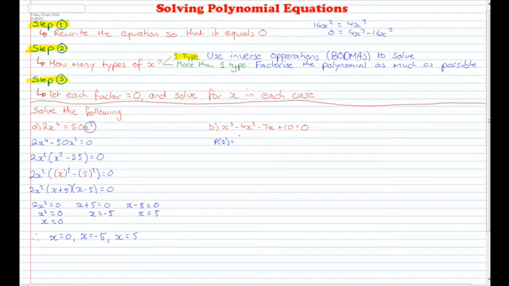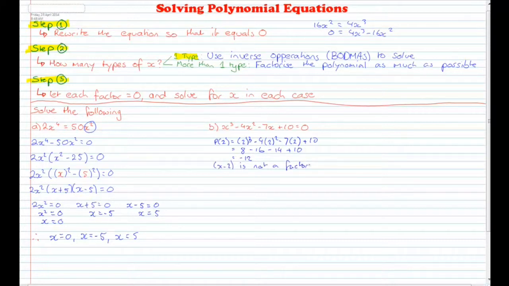that's going to be equal to 2 cubed minus 4 times 2 squared minus 7 times 2 plus 10. 2 cubed is 8, 2 squared is 4 times negative 4 is negative 16, minus 7 times 2 is 14, plus 10, and that's going to get us 8 minus 16 is negative 8, minus 14 is equal to negative 22, plus 10 is equal to negative 12, so therefore x minus 2 is not a factor.